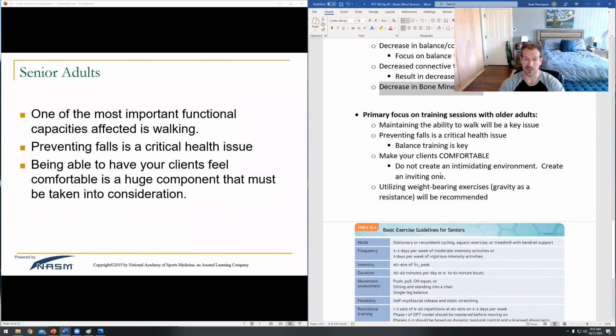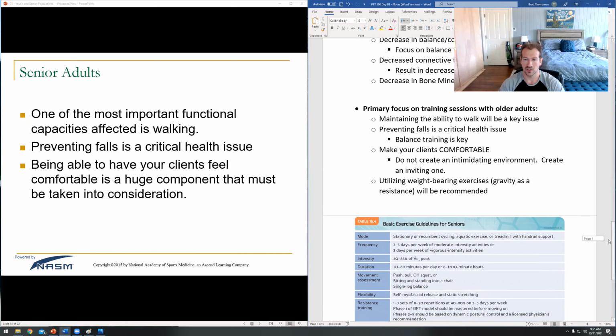So good for seniors in particular, or people coming back from fractures and stuff. So our primary focus, here's the thing. When it comes to training seniors, honestly, our biggest focus, this is going to sound so basic, but it is actually so critical, is maintaining the ability to walk regularly.